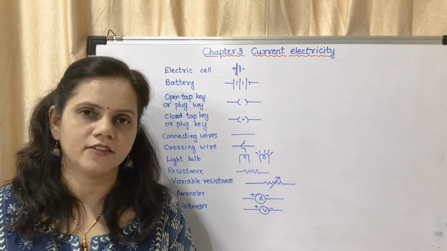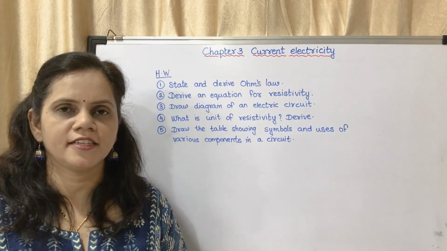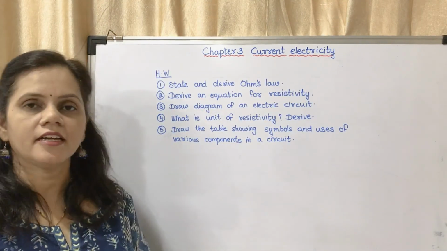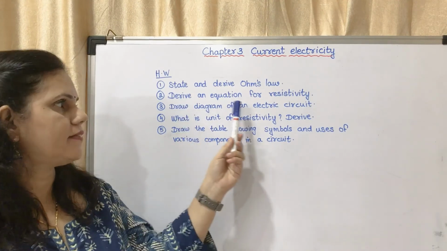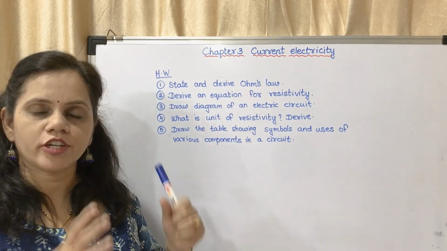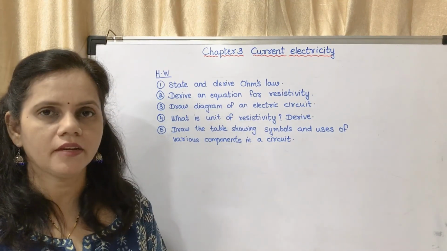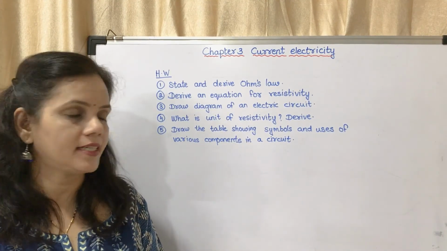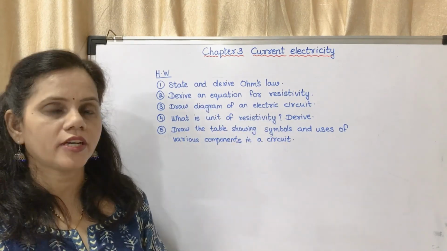Now next I will give you the homework. Now this is the homework. State and derive Ohm's law. Derive an equation for resistivity. For Ohm's law you may write what I had written on the board. That will be enough. But you have to write the complete sentence. Derive an equation for resistivity.